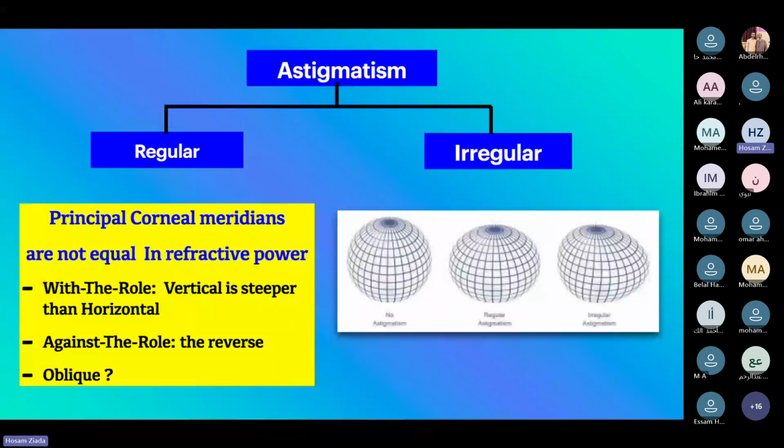How to treat the astigmatism? First of all, you have to know the type, regular or irregular, with the rule or against the rule. The problem in the refraction here is the formation of multiple foci, in front of and behind the retina.